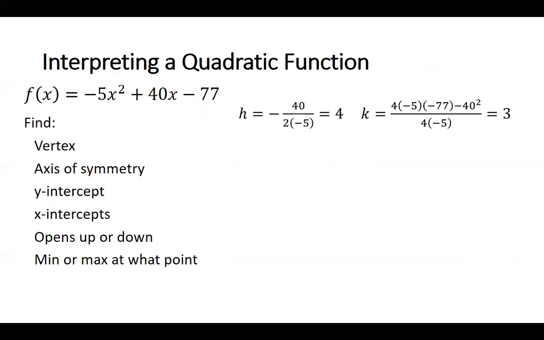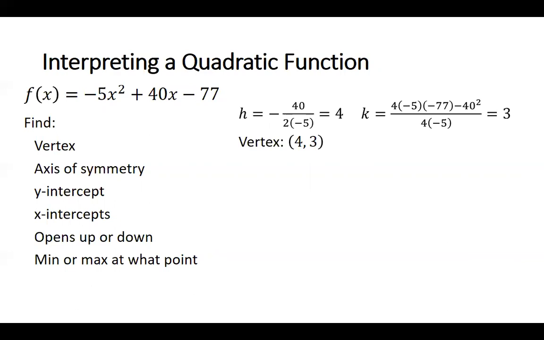So there's my example of plugging it into the formula. Although normally what I would do is take the 4 and plug it in place of x in our original function and calculate k that way. And if you do that, you'll find out it still turns out to be 3. Having the vertex, we now have (4, 3) as the vertex.